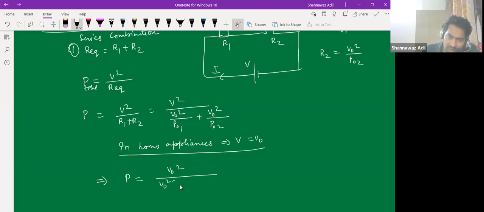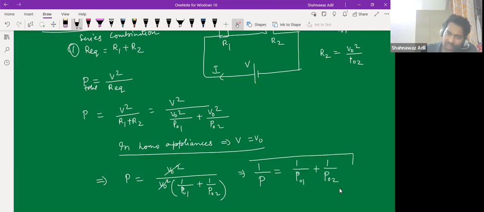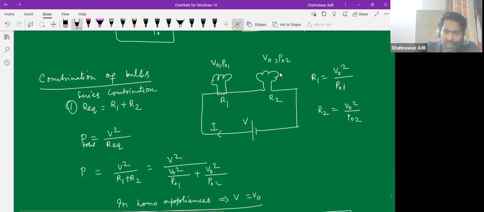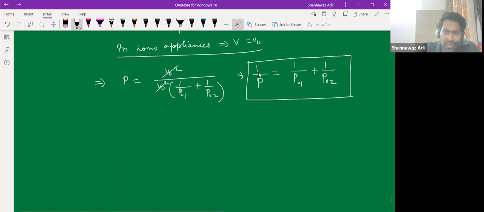We can take common 1 by P naught 1 plus 1 by P naught 2. So this will cancel out. And if you reciprocate this, that would be 1 by P, and this would be 1 by P naught 1 plus 1 by P naught 2. So in series combination, this is the effective power. In series combination, these two bulbs have these power ratings. So the effective, total power dissipated is just like the resistance in the parallel case.